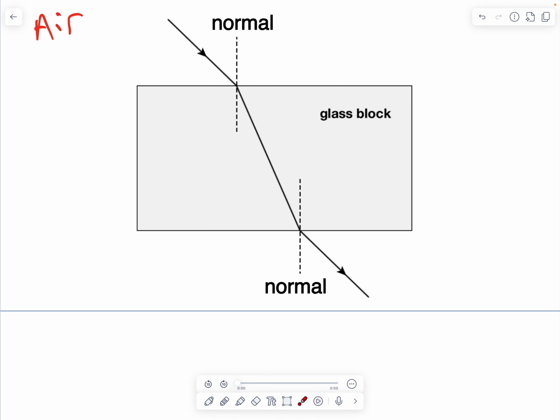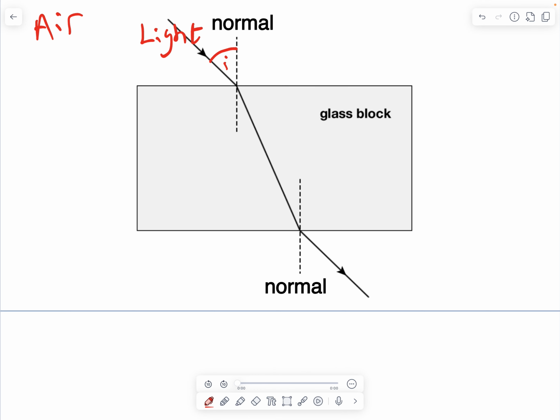So what that means is, as it goes from the air, you've got here the angle of incidence, the angle between this ray of light here. So this is a light ray. The angle, let me write that a bit more neatly. So that is light.